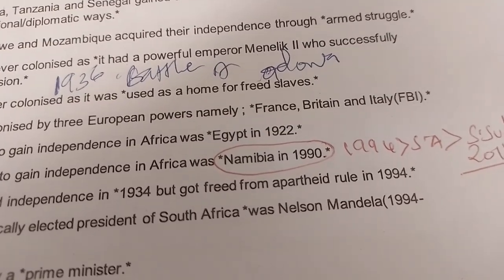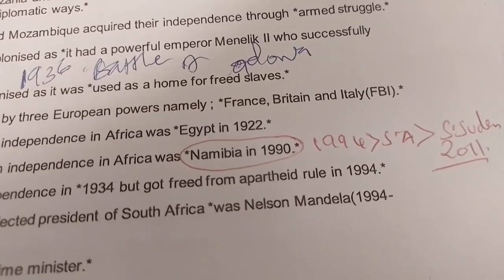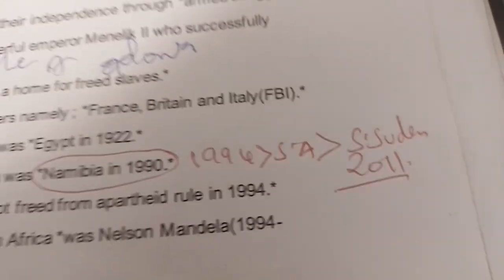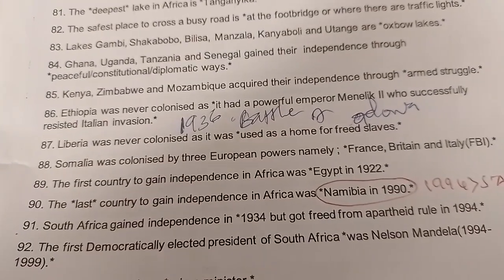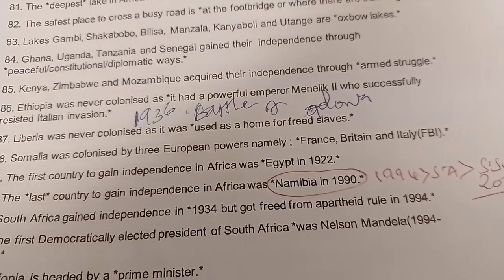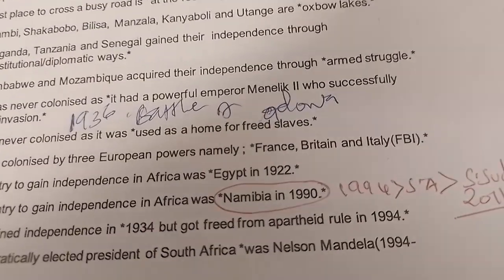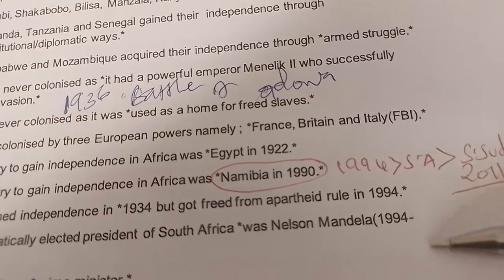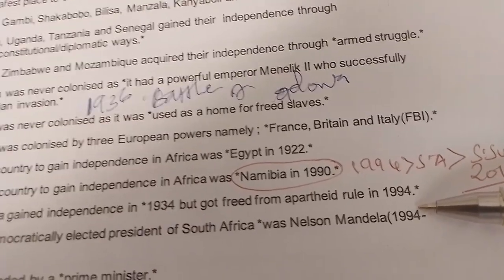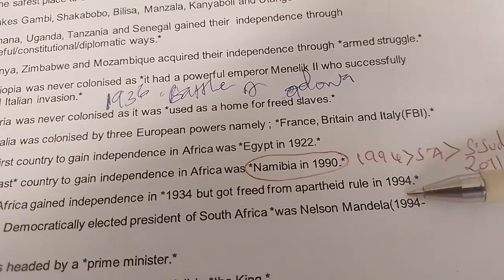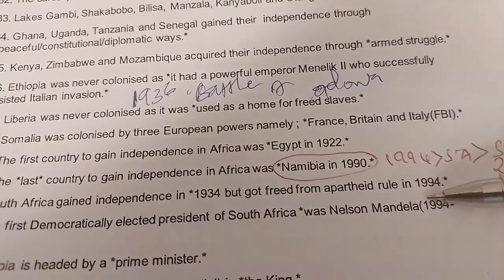Before, we had South Africa as the youngest nation in Africa, but later South Sudan joined when they gained independence in 2011. We say that South Africa gained independence in 1994, but not free. In fact, up to 1994 it was declared fully independent. So from 1934 to 1994, we were under colonial rule in South Africa.